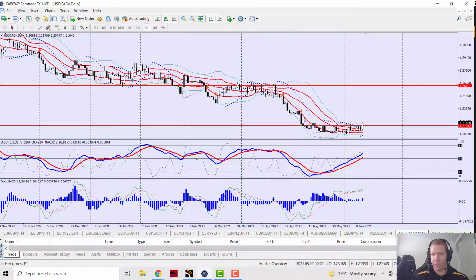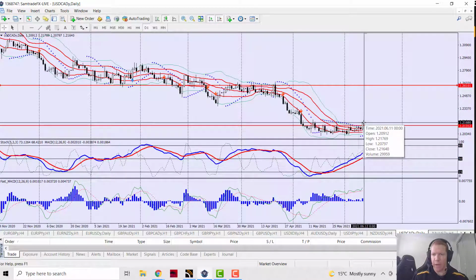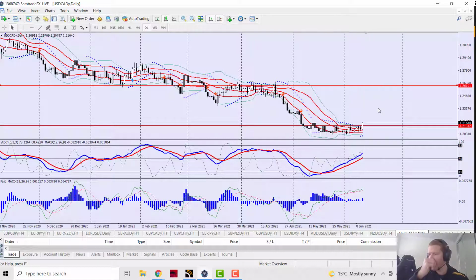Sometimes it breaks through, but there's a lot of room to the upside. So we've got 150 pips on the downside with the stop. We've got 460 pips or so on the upside, so it's around 4 to 1 or so, or 3 to 1, sorry, my maths.